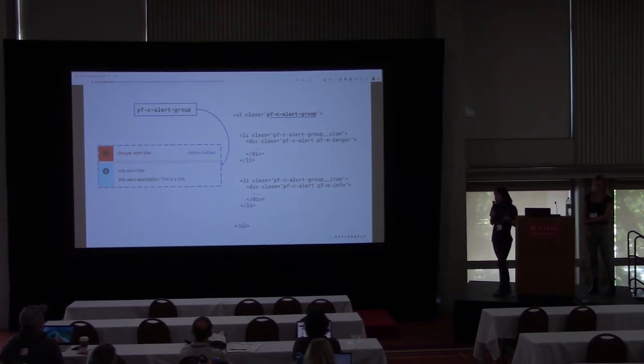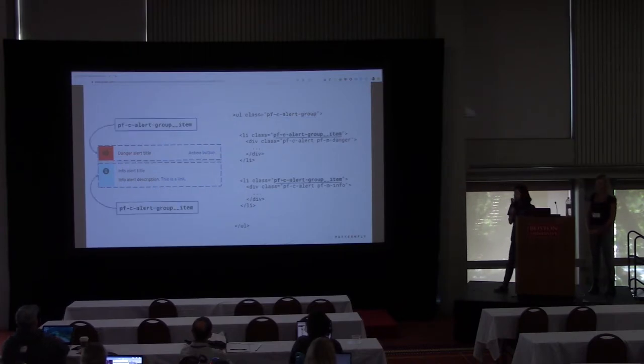As Christie mentioned, components can be nested inside of other components. So this is another component that we have in PatternFly. It's called the alert group. So something to note about this class name is that some of our block names are made up of more than one word. So we separate those words with a dash. So the block in this case is alert group, and that is the container that wraps the elements within the alert group. And the elements in the alert group are list items, and we name those alert group items.